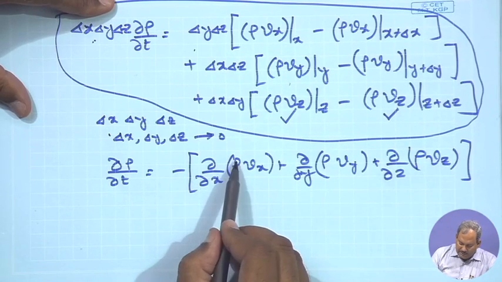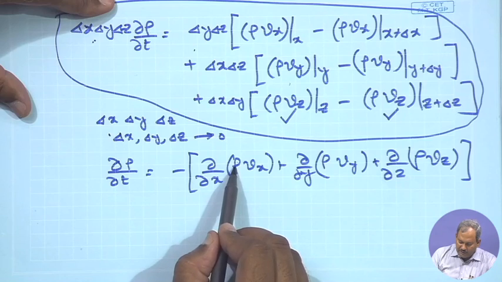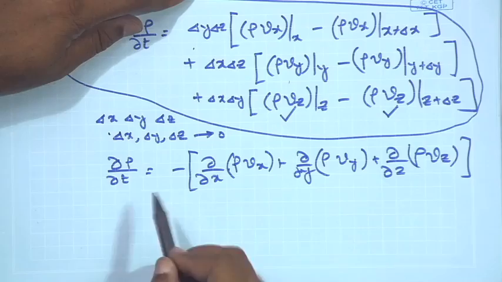Please note that I did not take the rho outside, because I did not yet put the special condition that the flow is incompressible. So, I am allowing the flow to be either compressible or incompressible. That is why my rho stays inside the differentiation sign.